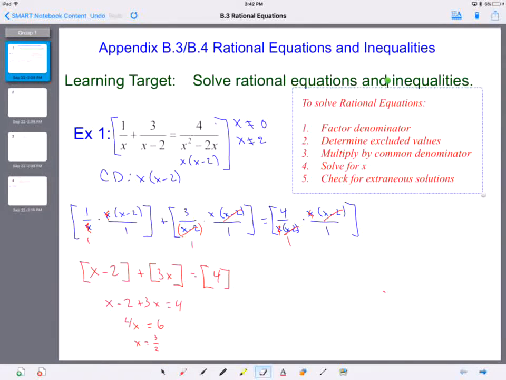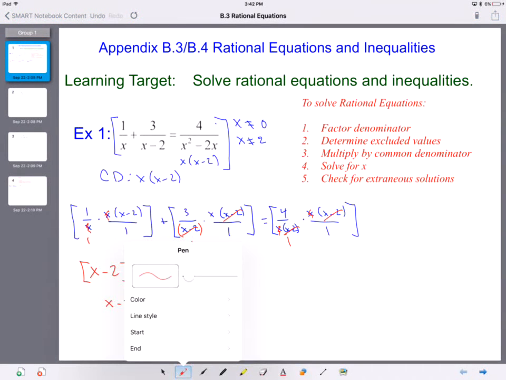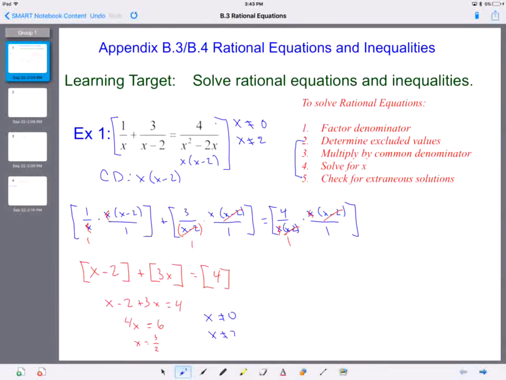The nice thing about this is we actually don't have to plug it back in to find our extraneous solutions. We just have to check with the restrictions that we created before. So this and this go together. So my restrictions were x could not equal 0 and x could not equal 2. Well, neither one of those values are my solution, so x equals 3/2 will work.